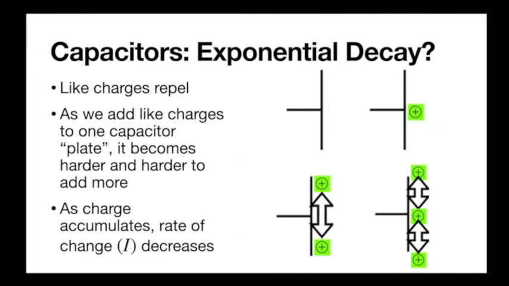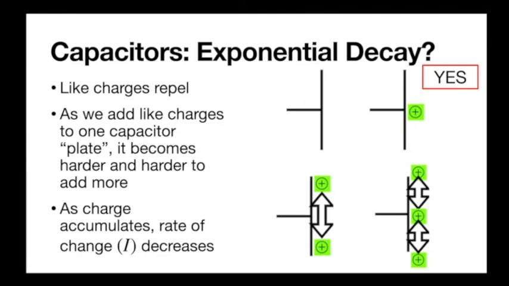Same is true for negative. If these were all negative charges, then it'd be harder and harder to remove more positive. Adding a negative charge is the same as taking away a positive charge. The plate doesn't want to become more negative if it's already negative. If the plate's already positive, it doesn't want to become more positive. So the answer is yes, as charge accumulates, the rate of change decreases because it becomes harder for the battery to pump more charge from one side to the other.